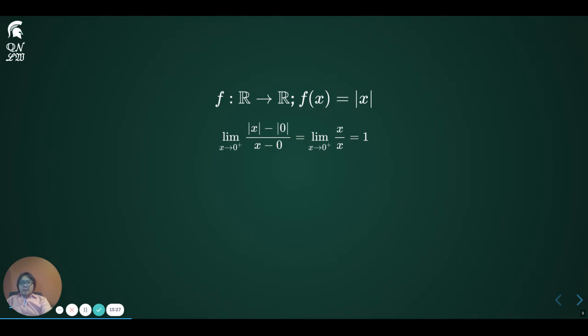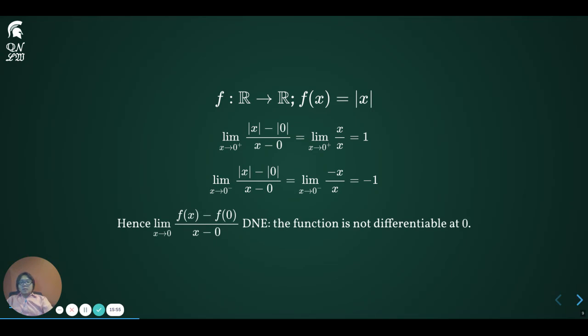Next, we can take the limit from below. The initial setup is the same, but this time, since x is approaching from below, each x takes a negative value. So f of x, being absolute value of x, works out to be minus x. If we substitute this quantity into the limit, we see that the limit evaluates to minus 1. Since the limit from below and the limit from above disagree, the limit does not exist, and hence the function is not differentiable at 0.